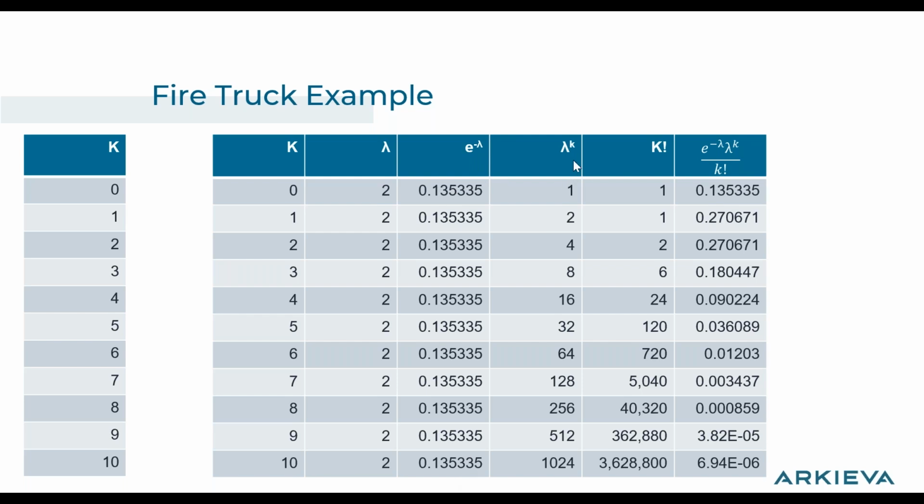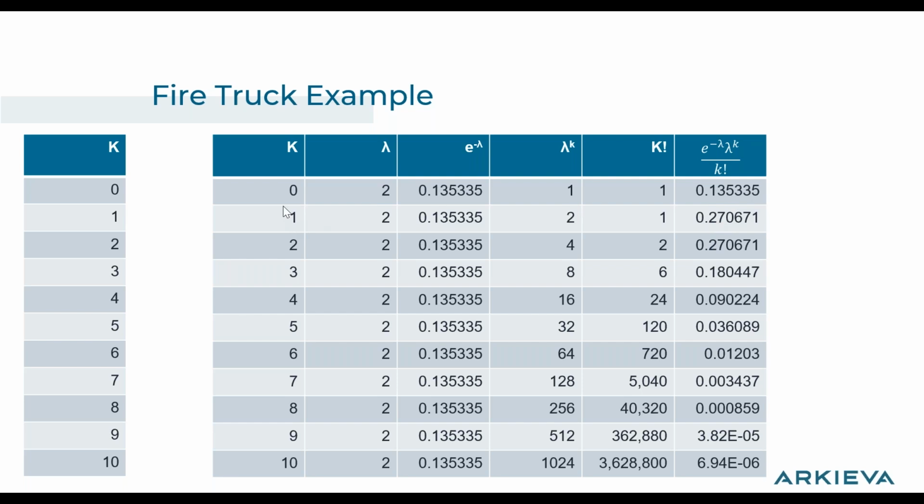Then lambda raised to k, k being these numbers. Anything raised to 0 is 1. Then lambda raised to 1 would be 2, raised to 2 would be 4, and so on. Then k factorial: 0 factorial is 1, 1 factorial is 1, 2 factorial is 2. As you can see, it grows very fast. And then finally, we put all that together: e raised to the power minus lambda times lambda raised to the power k divided by k factorial. What we get are these numbers.